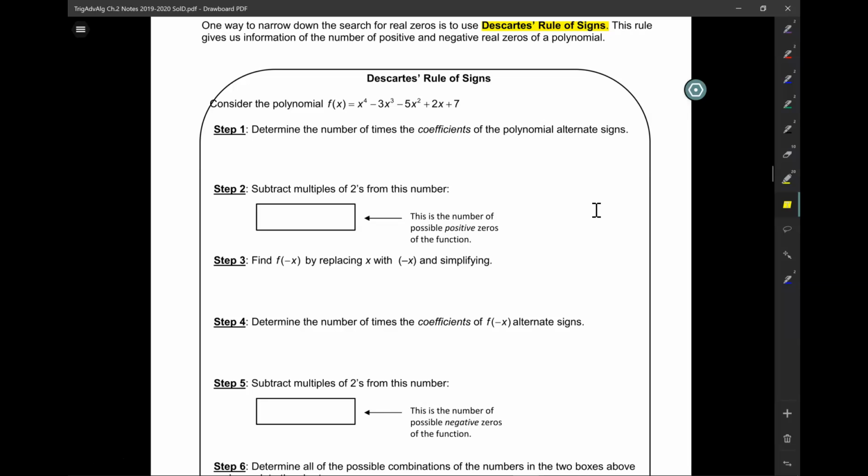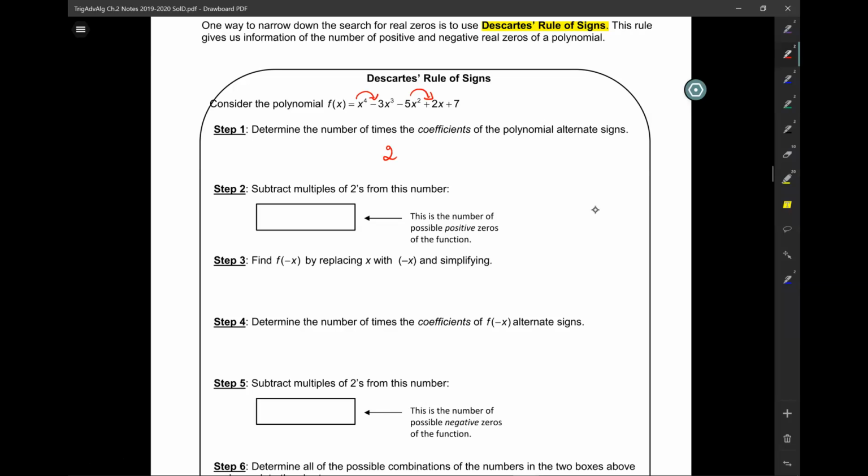We want to determine the number of times the coefficients alternate signs. So, look at the coefficients here. +1, -3, -5, +2, +7. So, how many times is there an alternating sign between the coefficients? This was positive, it goes to negative, so there is 1 there. Then it stays negative, and then another one where it changes from negative to positive is here. Okay? So, the number of times that it alternates signs is 2.